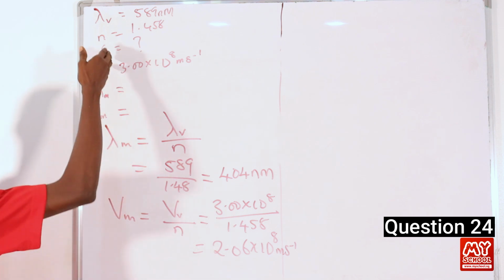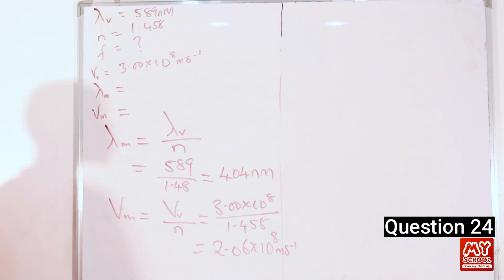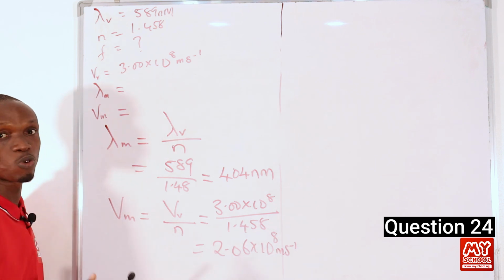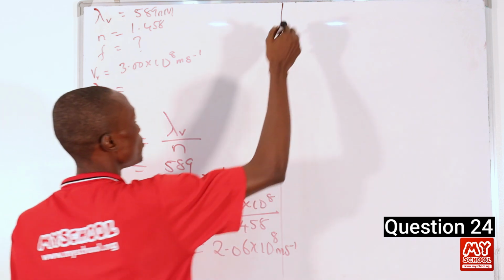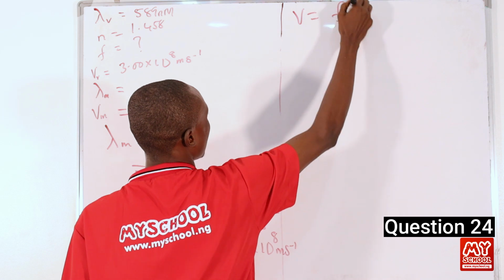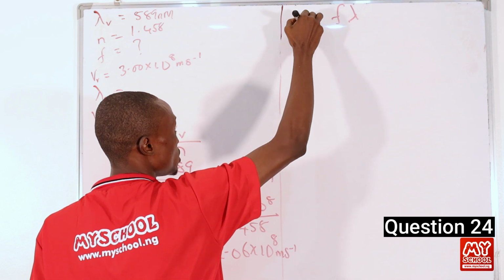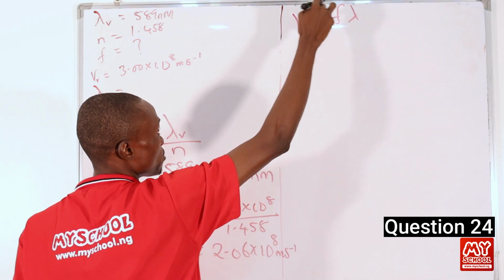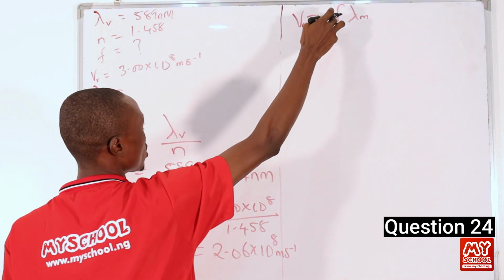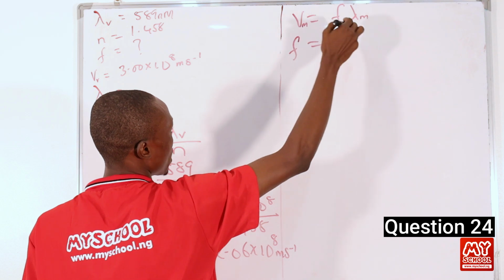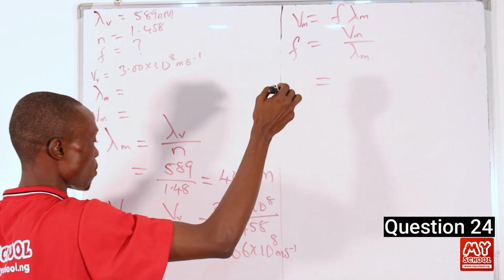Now we are calculating the frequency in the medium. But remember that frequency does not change. When a light wave travels from one medium to another, the frequency still remains the same. So remember that V equals F lambda, and we already know lambda. All the information we are using here has to do with the material. So this is the speed in the material, and this is lambda, the wavelength, also in the material. Since we are looking for F, we divide both sides by lambda. So we have Vm all over lambda M. So we put in our values.